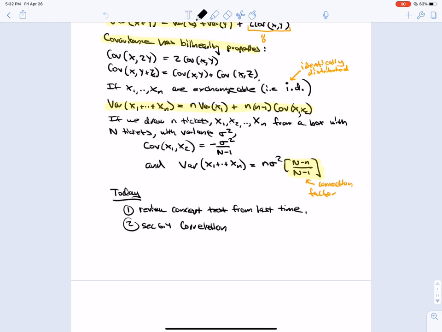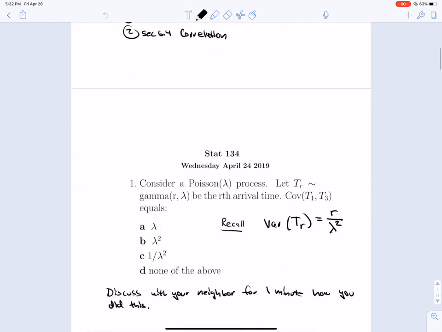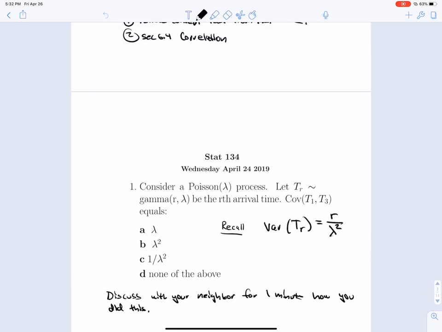Today we're going to review the concept test from last time and talk about correlation, finishing section 6.4. So last time we considered a Poisson lambda process. T_r is a gamma(r, lambda), the rth arrival time. Covariance of T1 and T3 equals.